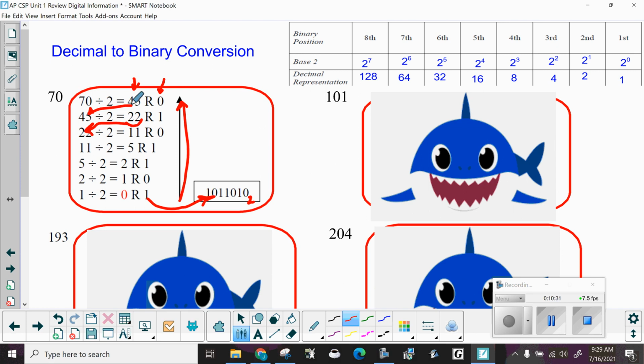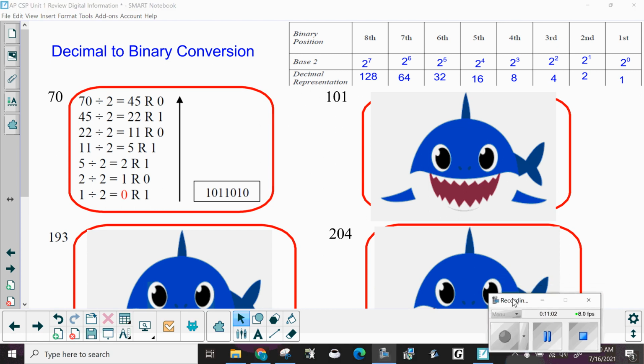Okay, so this takes a little bit of work, but obviously every odd number is going to give you a remainder of 1, and every even number is going to give you a remainder of 0. But now go ahead and try converting 101, 193, 204 from decimal to binary. Pause the video, try this now, and then start the video again and check your answers.